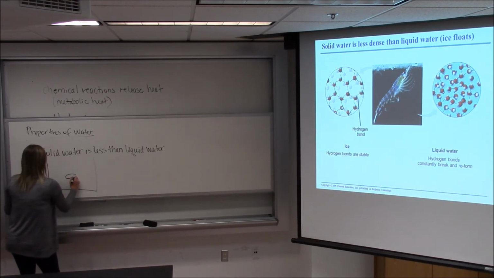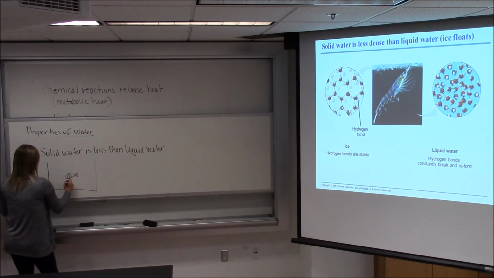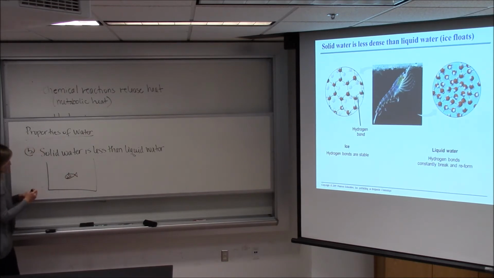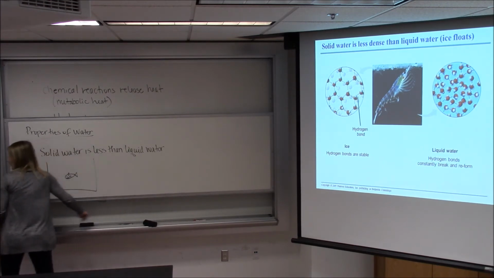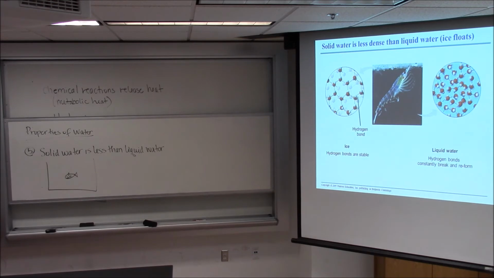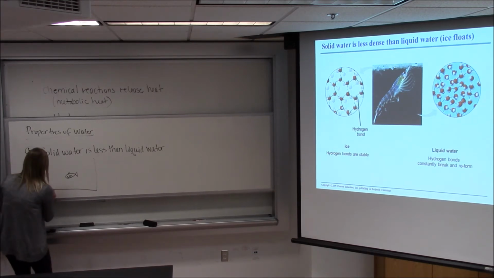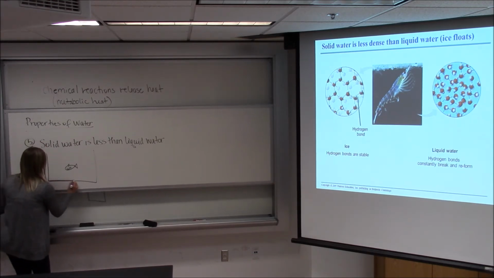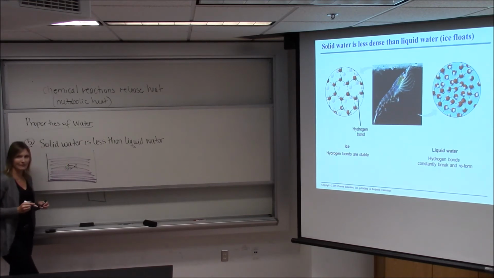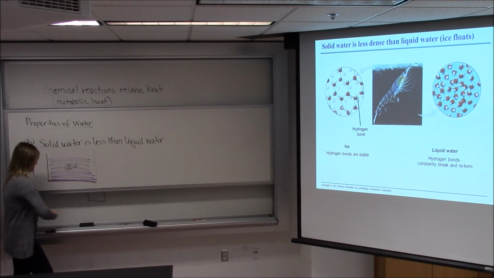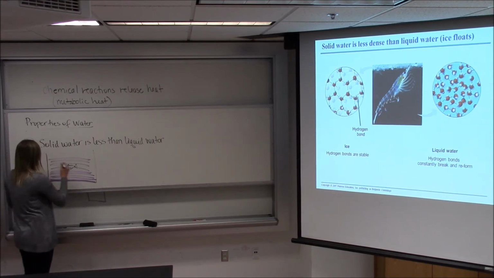And if you're living in an aquatic environment and winter starts coming, if solid water was more dense than liquid water, this aquatic environment would start freezing from the bottom and keep freezing and keep freezing. And before you know it, Mr. Fishy is in a solid block of ice. Not a good plan. Instead, ice floats.